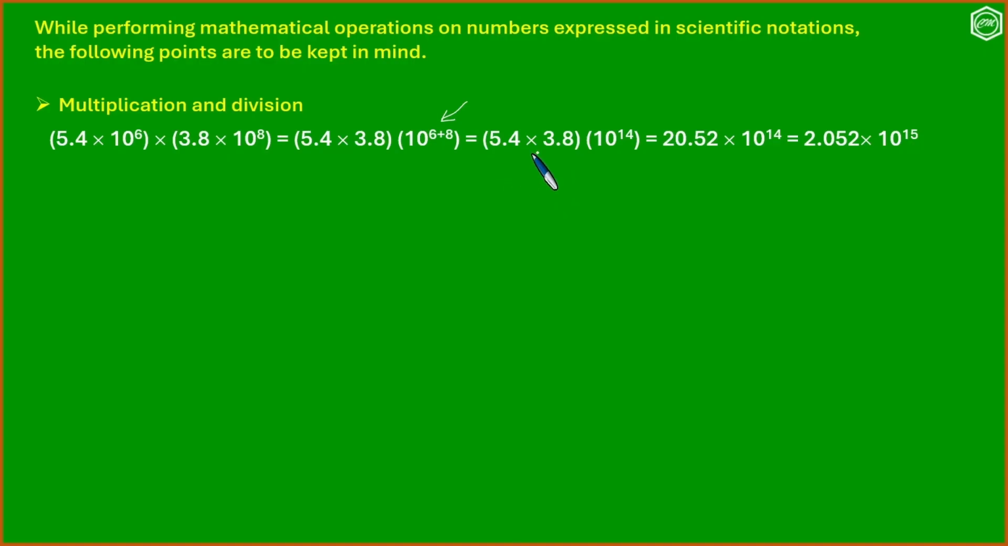Now the multiplication value of this is 20.52 into 10 raised to 14. So therefore, in order to write in the scientific notation, we move the decimal one place towards left. So the digit term will be 2.052, and when the decimal is moving towards left, we increase the exponent by 1. So it is 2.052 into 10 raised to 15.